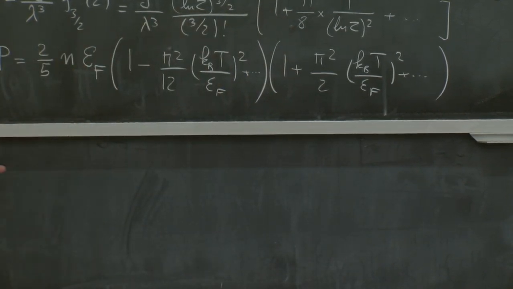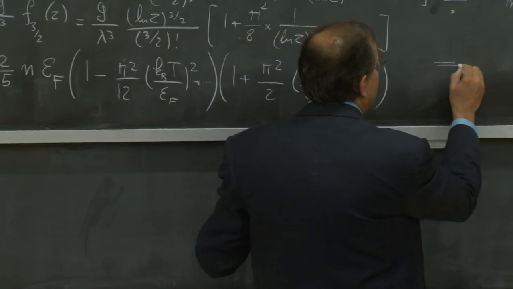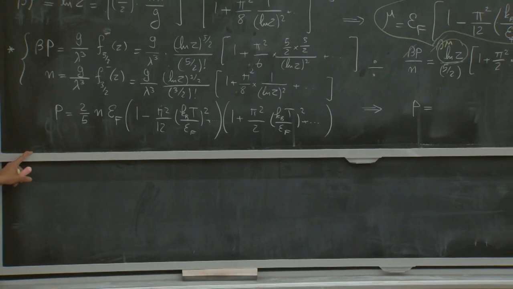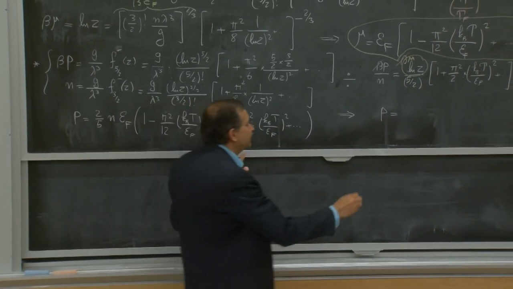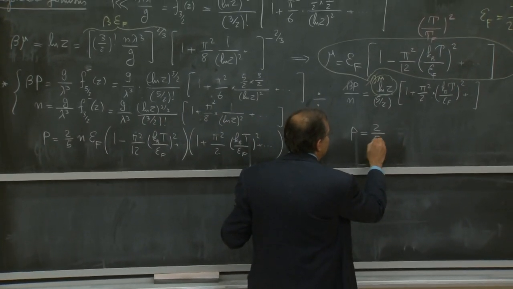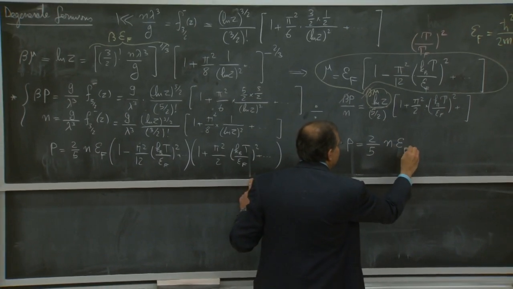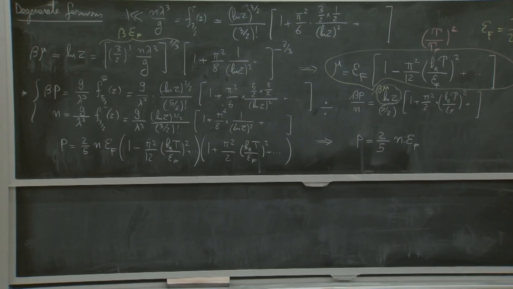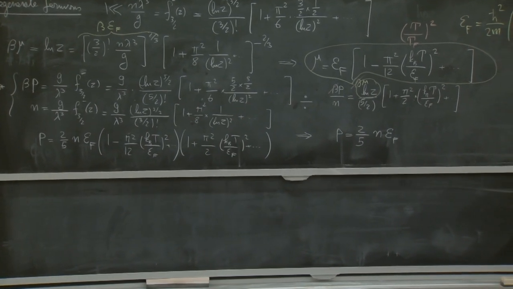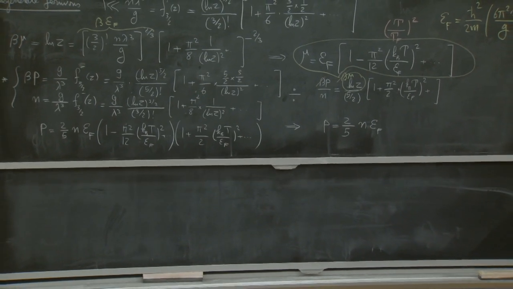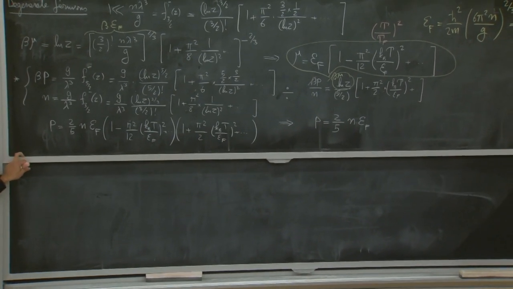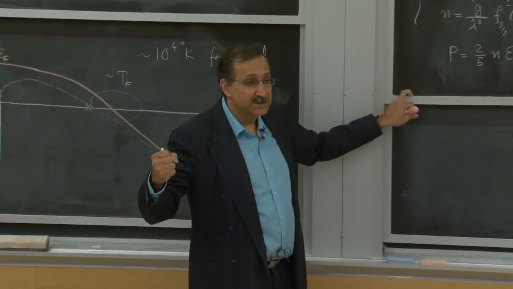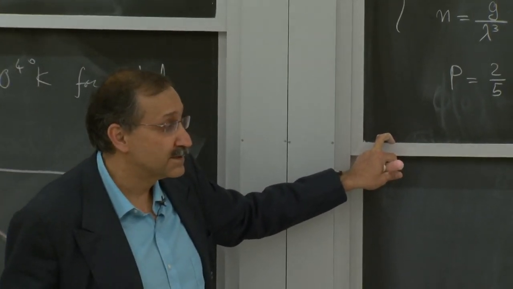OK? So what do we find? We find that to the zeroth order, pressure is related to density, but multiplied by epsilon f. So that even at zero temperature, there is a finite value of pressure left. We are used to ideal gases that are classical. And when we go to zero temperature, they stop moving around. Since they are not moving around, there is no pressure that is exerted.